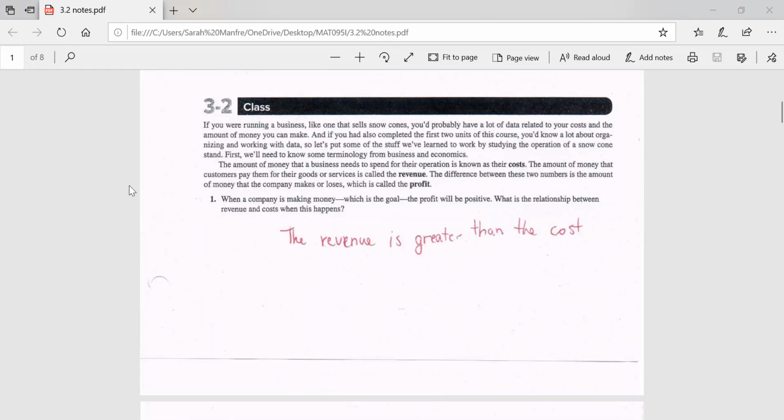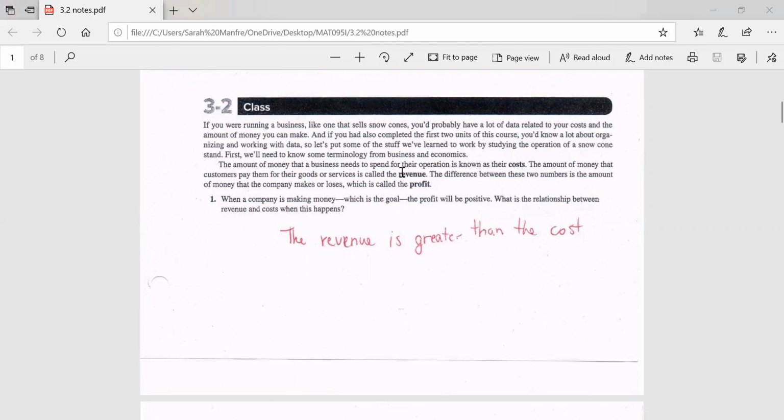The first thing that we need to talk about is some vocabulary. The amount of money that a business needs to spend for their operation is known as their costs. So a cost is how much money a business actually has to spend. And the amount of money that the customers have to pay them for their goods is called a revenue. So that's how much money the people actually pay them and that they take in.